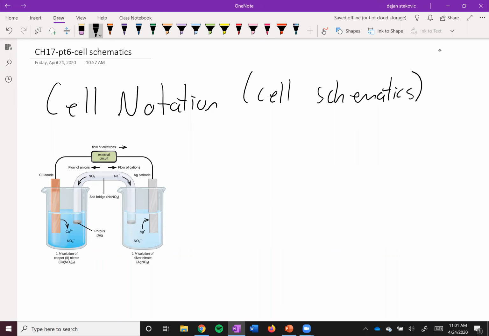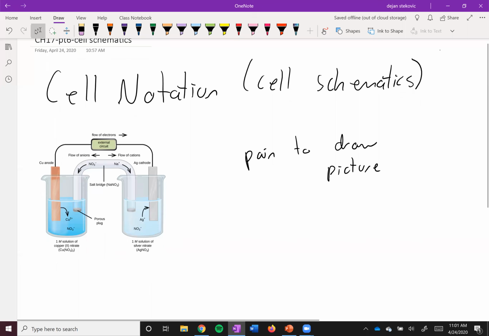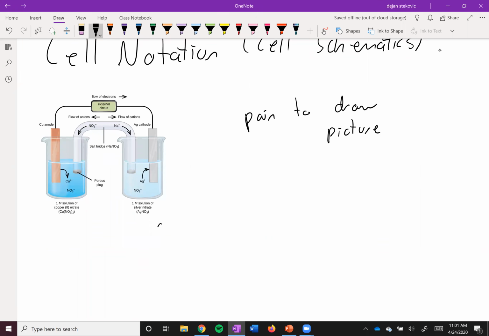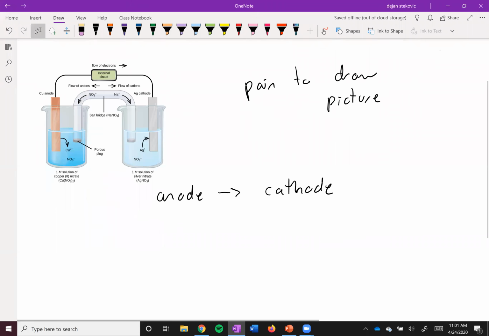All right, next up, we're going to go into cell notation, sometimes also called cell schematics. So you can see this picture on the left here, the picture I've previously drawn. It's a pain to draw this. So we need a better way to communicate all of this information. And so that's through these cell notations. And the cell notations always go from the anode to the cathode because we follow the flow of the electron. And the electron travels from the anode where oxidation is occurring to the cathode where reduction is occurring.